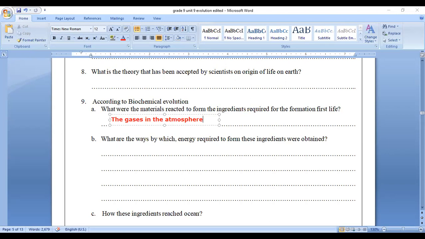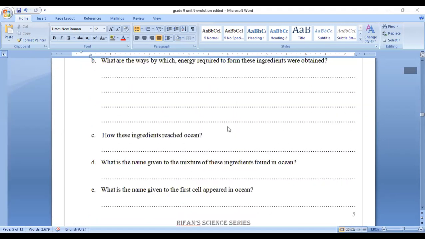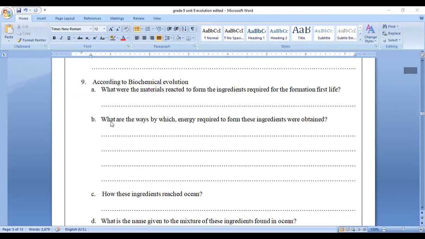Have you answered the first question? If that is your answer, we are coming to the second question. Read the second question. What are the ways by which energy required to form these ingredients were obtained?